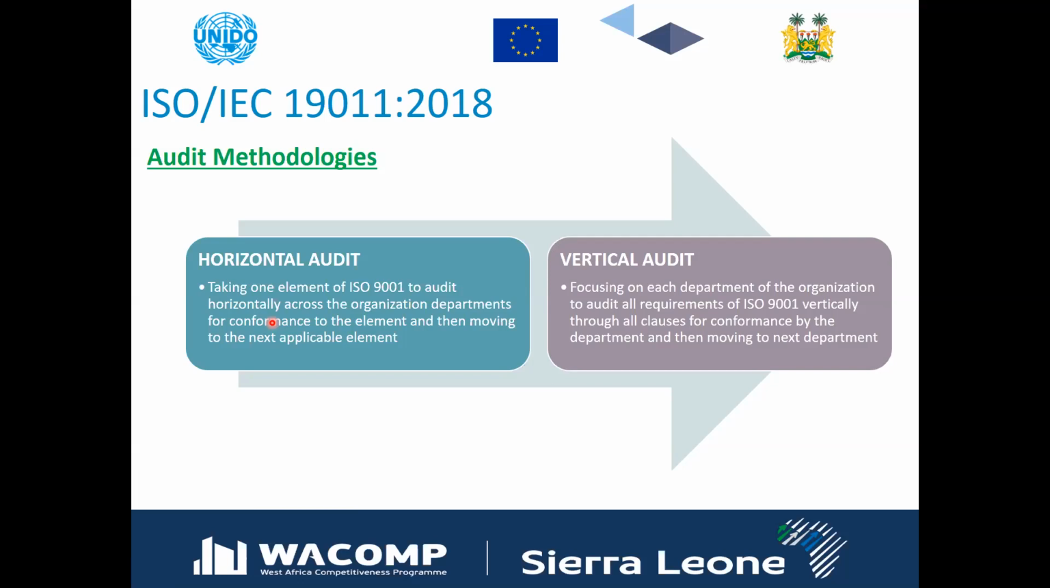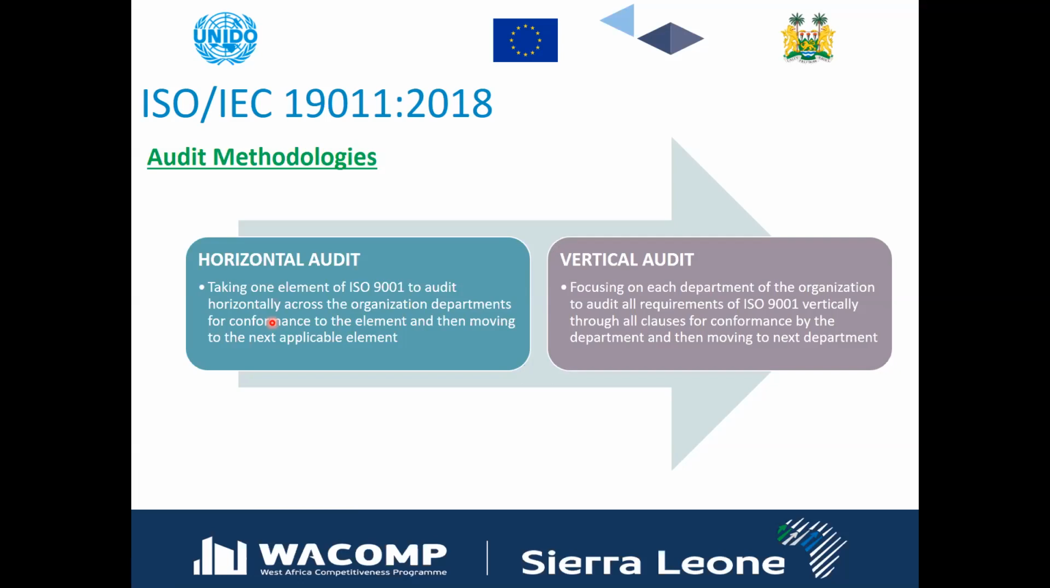And what is vertical audit? Basically, you have to check all the classes in one department. For example, there are 10 classes, or the major classes of ISO 9001 are from class 4 up to class 10. And if you are doing the audit of the production department, then you can check class number 4, class number 5, class number 6, class number 10, all the classes in one department. This is called vertical audit.